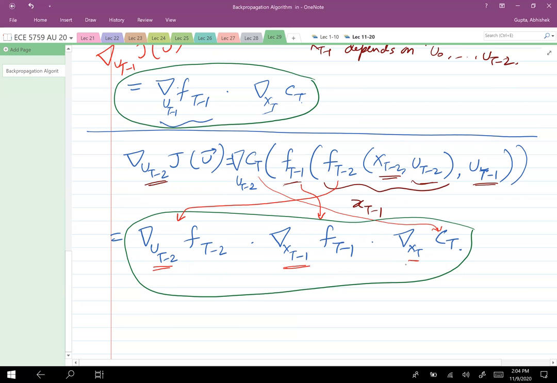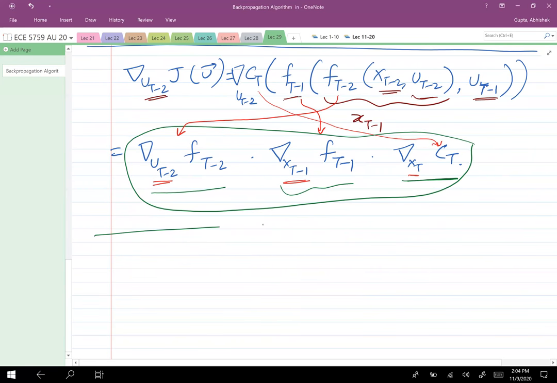Okay, so the final thing is always, the last vector is always the gradient of Ct. The first vector is always the gradient of Ut with respect to Ft. Okay, and then in the middle, you have to capture the dependence of the state transition function with respect to the state. So that's what is captured in the middle.